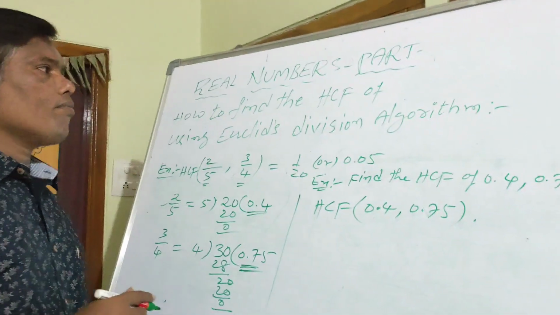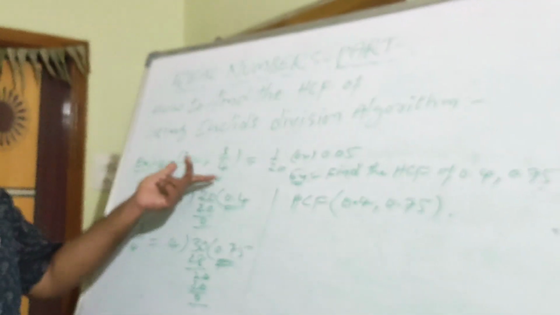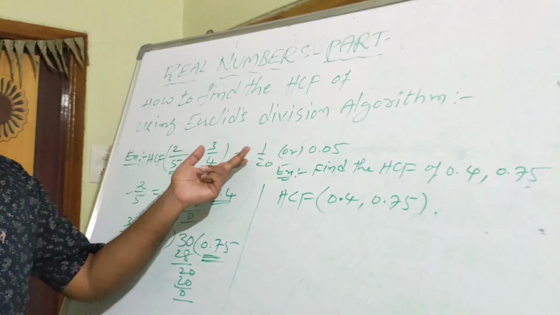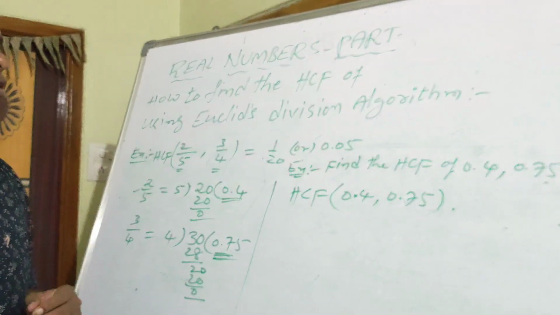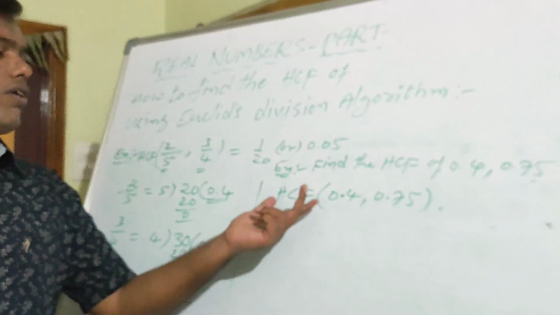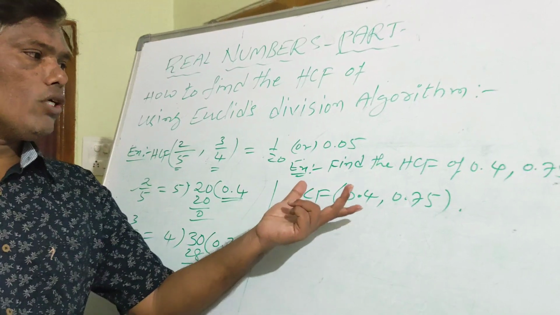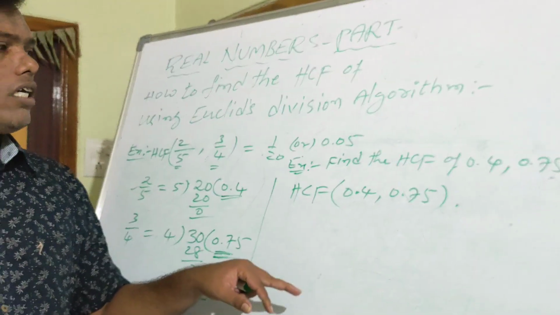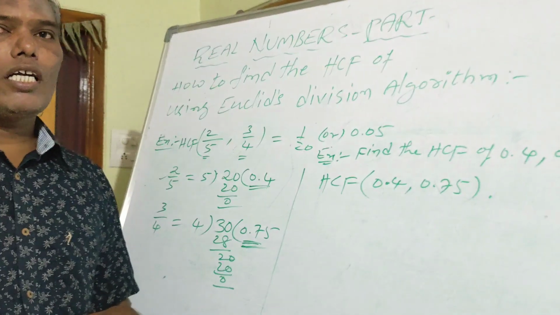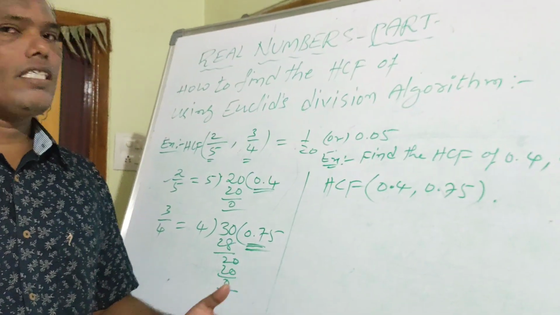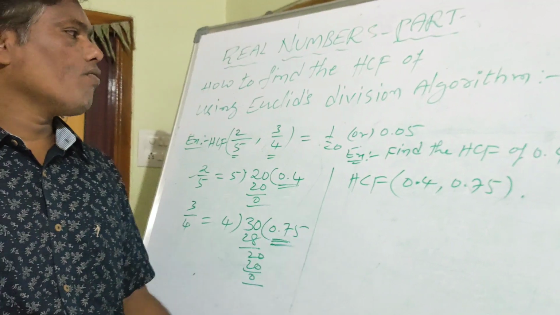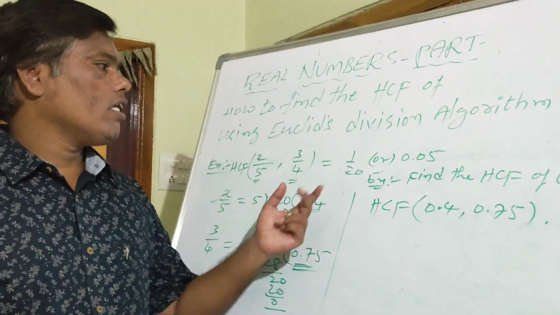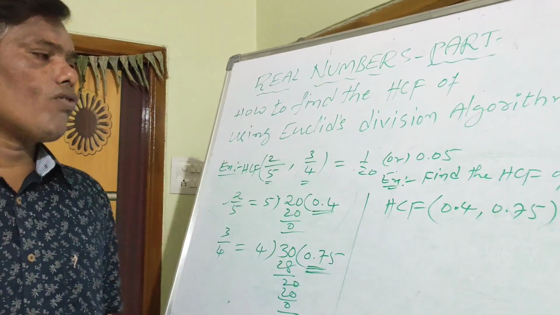Why did I take this example? Because already we found the HCF of 2 by 5 and 3 by 4. So we have the answer 1 by 20 or 0.05. So we converted these fractions into decimals and I took it as a problem, so that you might understand that in this problem also we should get the same answer. That is, the HCF we should get is 0.05 or 1 by 20. Let us see how to find it.